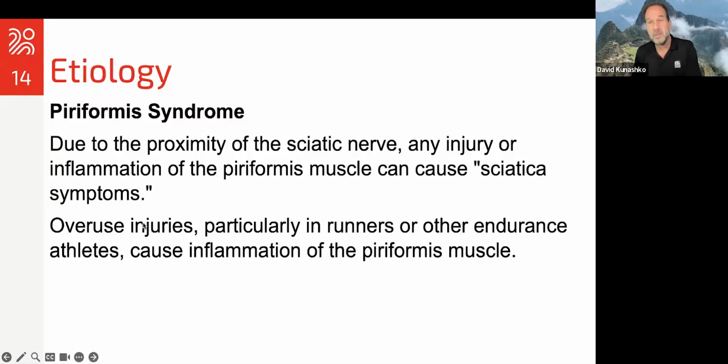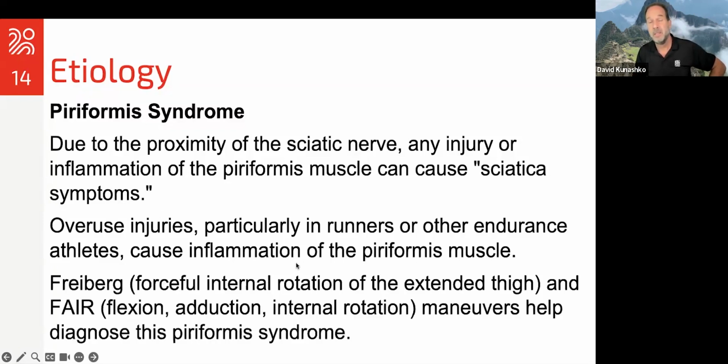It's oftentimes due to overuse injuries. You see it in runners or endurance athletes, and usually anything that can cause irritation or inflammation in and around the piriformis muscle may cause problems. There are ways of testing it, like the Freiberg test and the FAIR, which is flexion, adduction, internal rotation maneuvers. This can help diagnose piriformis syndrome as well.